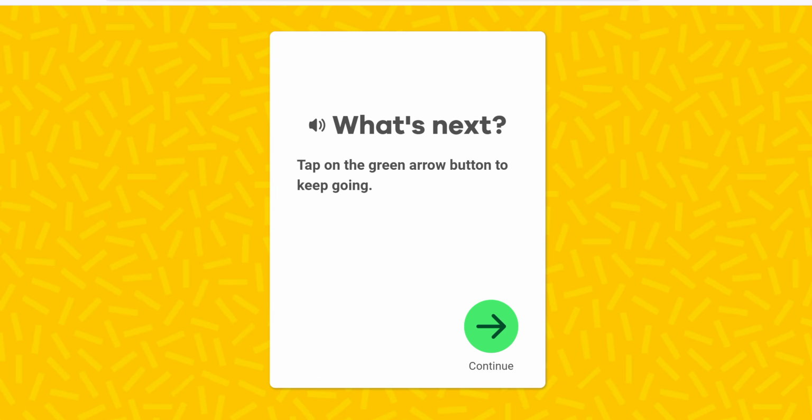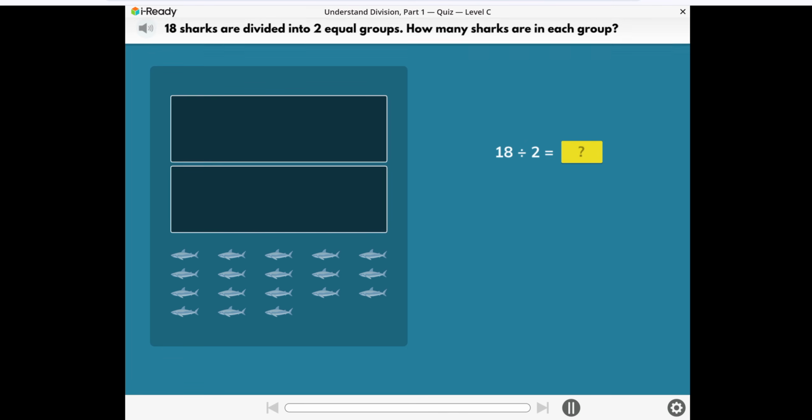What's next? Tap on the green arrow button to keep going. So do we click continue, or should we do this? Tap on the green arrow button to keep going.